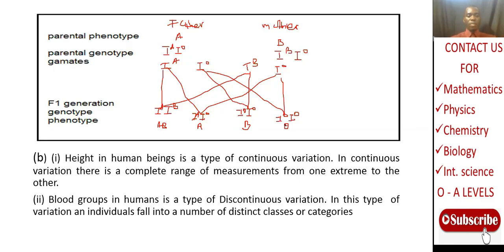So blood groups in humans is a type of discontinuous variation. So in this type of variation, an individual falls into a number of distinct classes or categories. You are either or not. So that's the way it is. When you talk about blood groups here, it's either you are blood group A or you are blood group B or AB. You cannot be in between. So that is discontinuous variation. But in continuous variation, you can make something that is continuous. For example, height, you can put a short one, the one who follows, the next one, until you put them in a certain order. That is continuous variation.